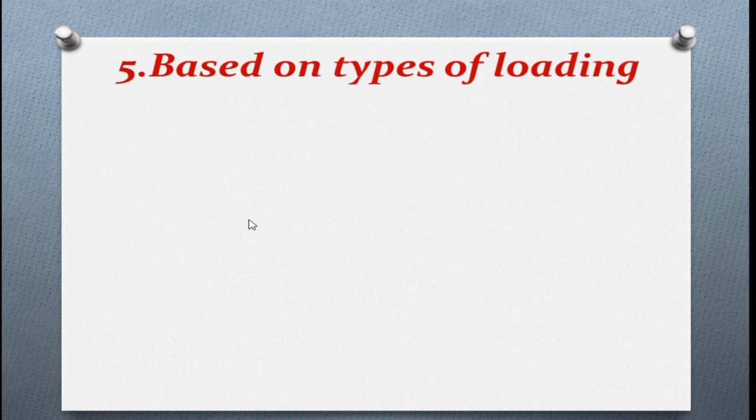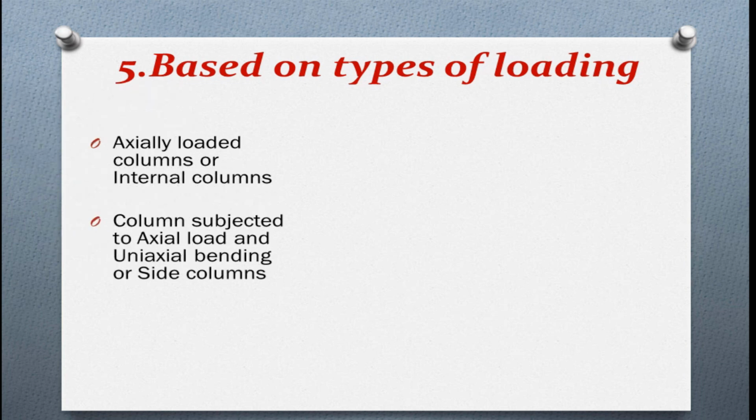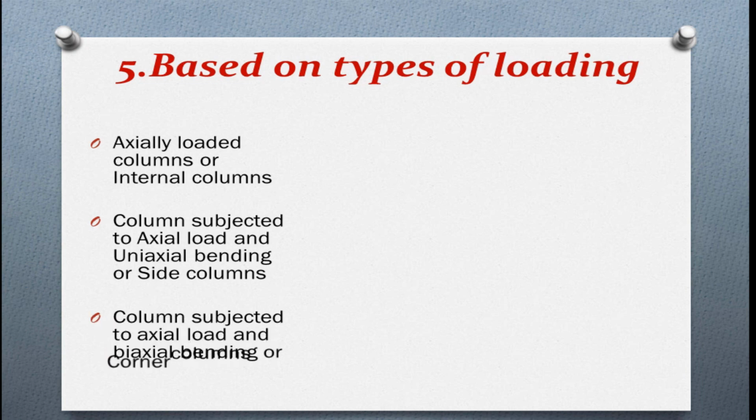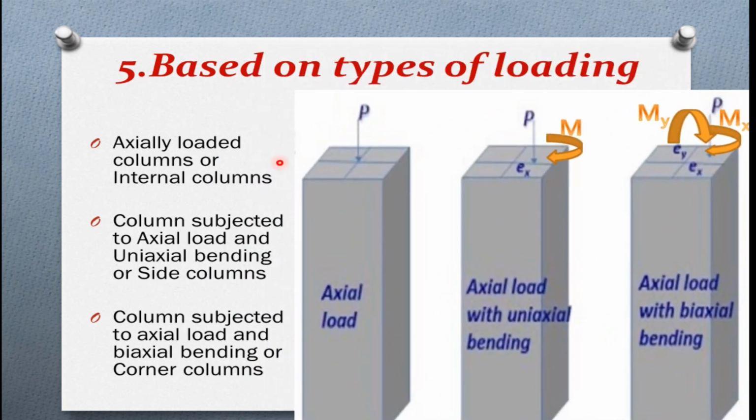So the next type is based on the types of loading. The first one is an axially loaded column or internal column, and the second one is the column subjected to axial load and uniaxial bending, or side column. We will see this later in the picture. The third one is the column subjected to axial load and biaxial bending, or corner column.